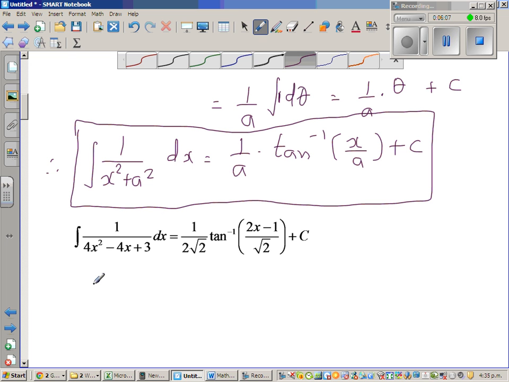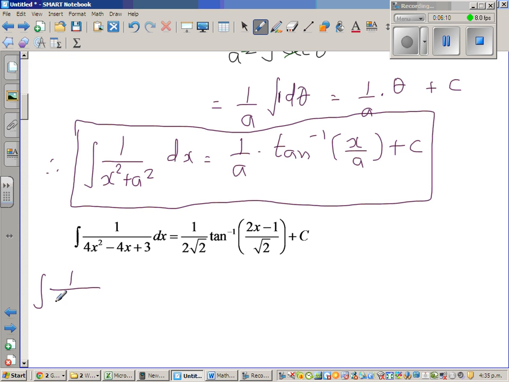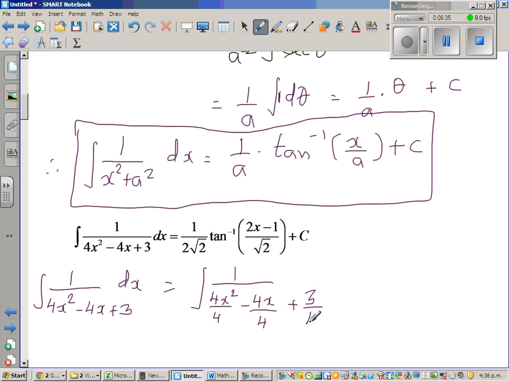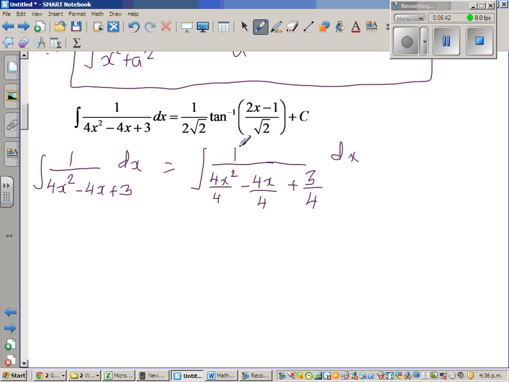equal to this. So I'm going to write this as integration of 1 over 4x squared minus 4x plus 3 dx. Now this is equal to, I'm going to divide the whole thing by 4. So this is 1 over 4x squared over 4 minus 4x over 4 plus 3 over 4 dx. Okay, when you're dividing by 1 quarter, you're multiplying by 4. So you're dividing by 4 to get rid of this 4. So this is 1 quarter times integration of 1 over x squared minus x plus 3 quarters dx.